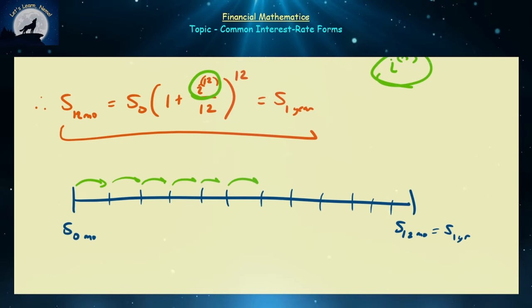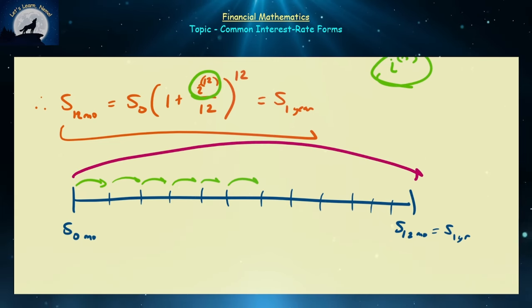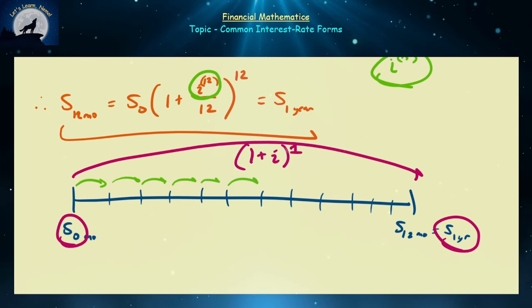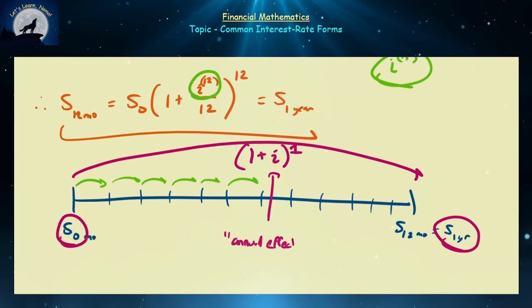But if we want to jump from here to here in one jump, where we have, for example, 1 plus i, because technically we're only going from S0 to S1, so that's 1 plus i to the power of 1, where i is corresponding to some annual, some people also call it an annual effective interest rate. What would be the relationship between this i^(12) and the annual effective interest rate? Because it's very, very easy to accumulate into the future 1 year or a fraction of a year using this annual effective interest rate, which is why a lot of people usually use effective interest rates to price financial products.